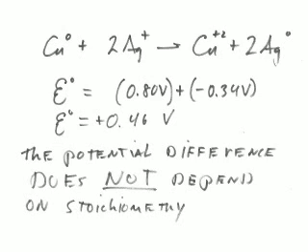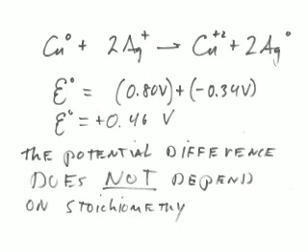The copper atoms are losing 2 electrons. They got to go somewhere. The silver's only picking up 1, so we're going to have 2 silver ions be reduced for every copper atom oxidized. What's that going to do to our potential? And the answer, of course, is nothing.